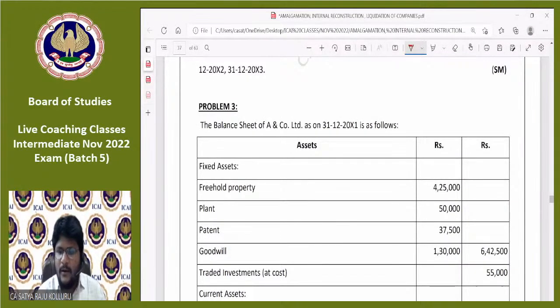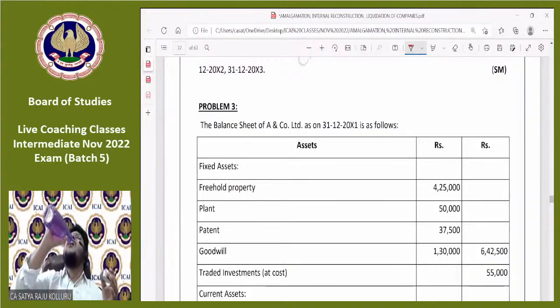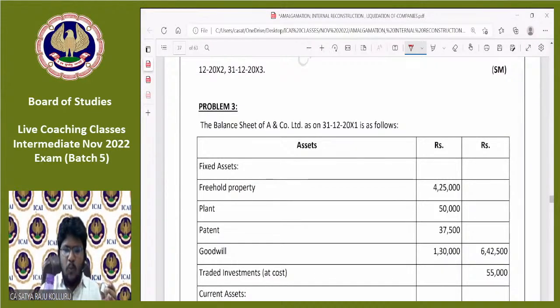Is the concept clear, all of you? Fine, guys. Please, all of you come to problem number 3. The reason is, it is a comprehensive problem. That's why I first want to take that problem.